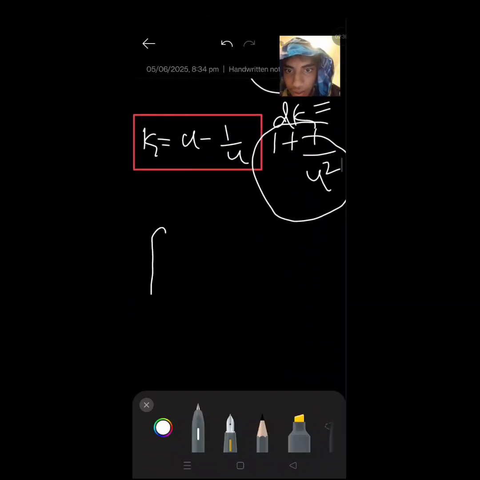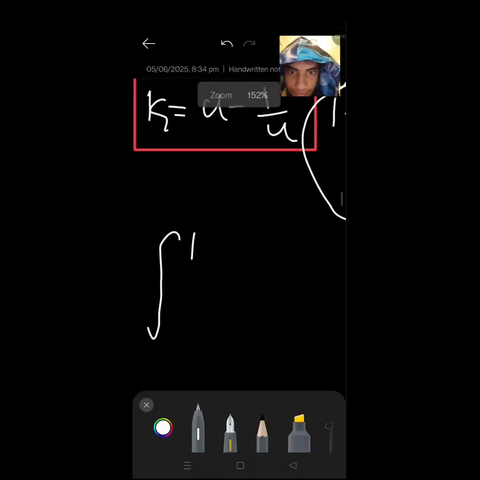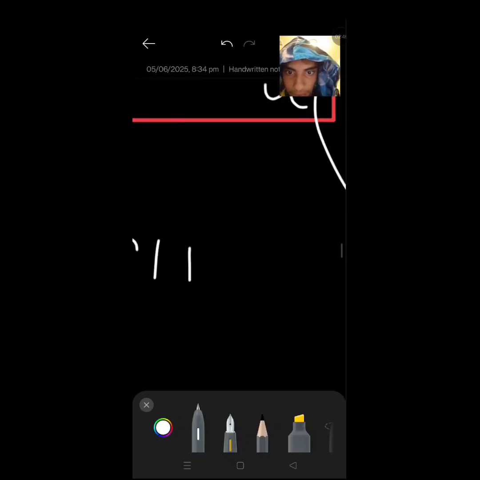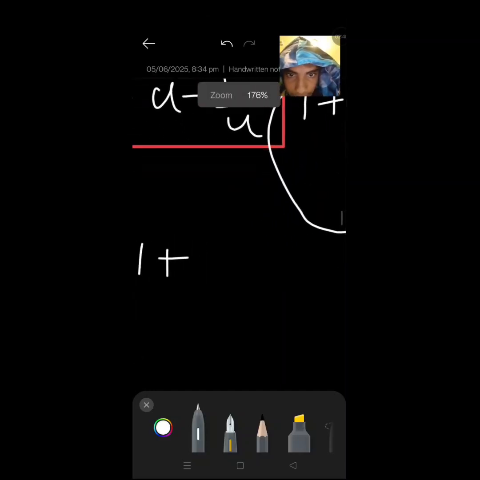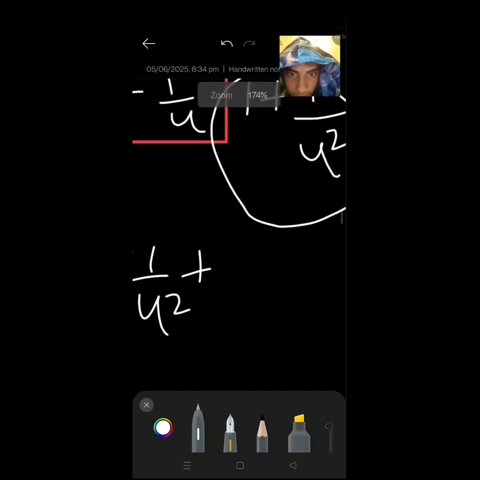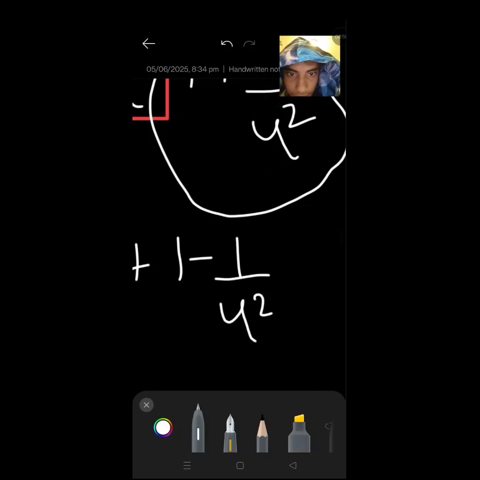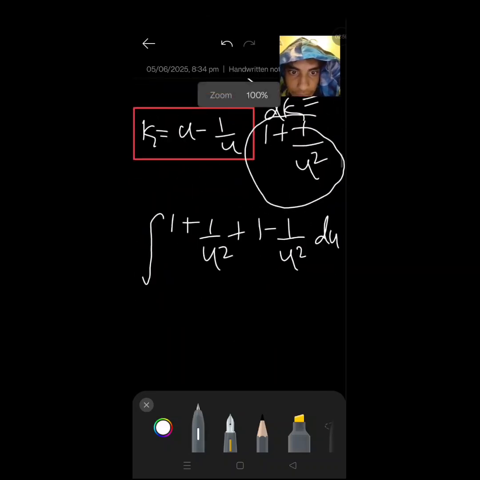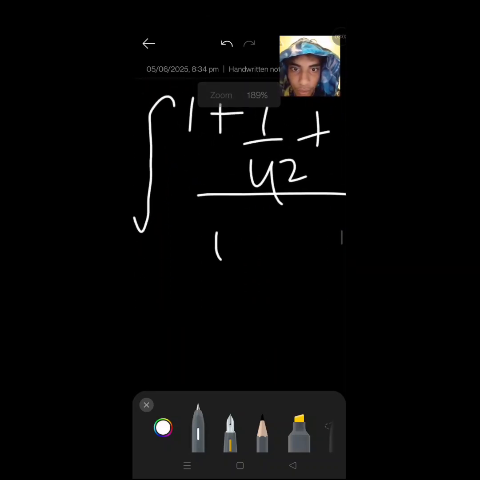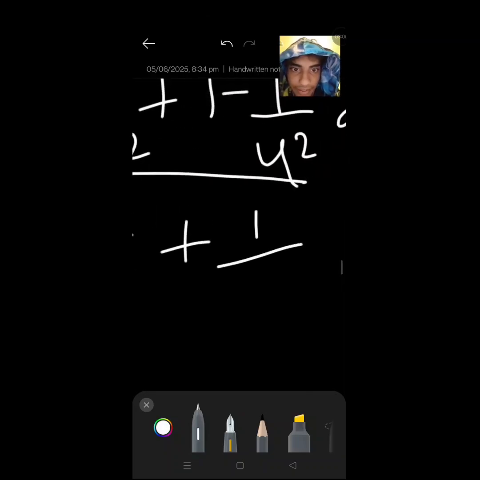So it's just going to be the integral of 1 plus 1 over u squared plus 1 minus 1 over u squared with respect to u right now. And then we'll take the same thing, u squared plus 1 over u squared. Denominator remains the same for now.